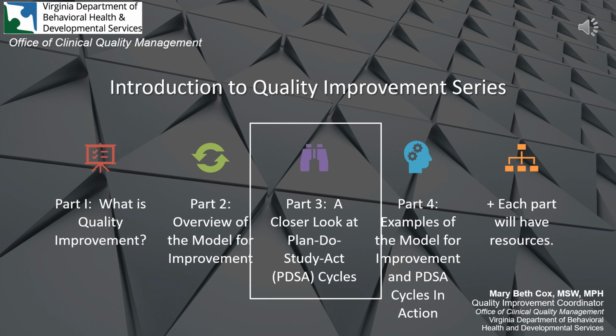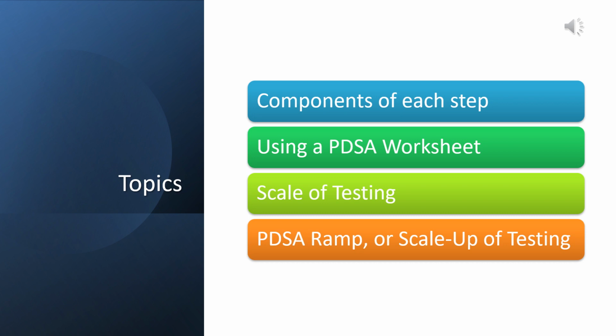This is part 3. We are going to take a closer look at Plan, Do, Study, Act cycles. We will be reviewing the components of each step in the PDSA cycle. We will be reviewing how to use a PDSA worksheet. We will discuss the scale of testing and using a PDSA ramp or scaling up of testing.